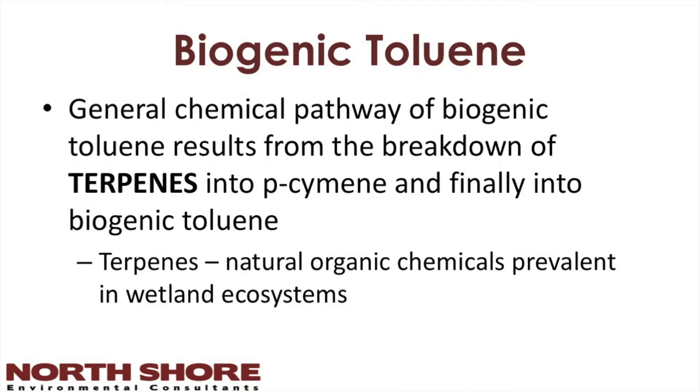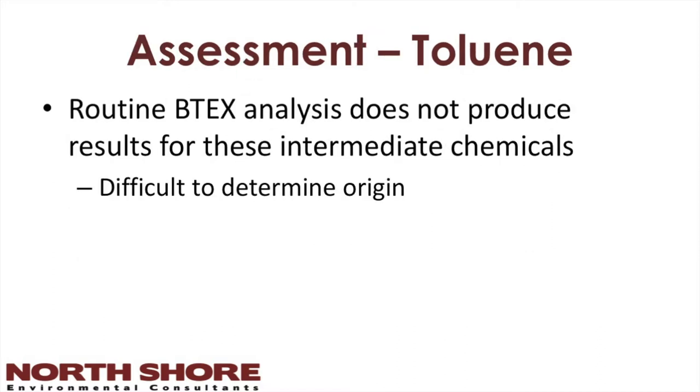What's done here is we start looking at intermediate chemicals that are typically associated with it. These are the result of terpenes breaking down into p-cymenes that break down into toluene. We've done this because the routine BTEX analysis doesn't necessarily pick up on these intermediate chemicals.